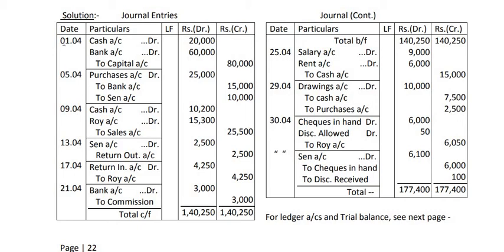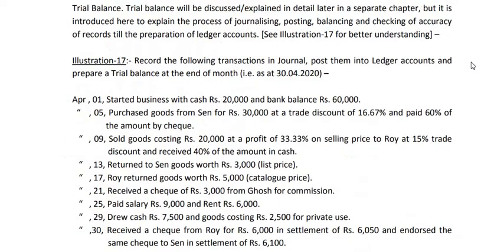In the last class, we solved illustration number 17, but it was only journal. That means we passed journal entries number 1, 2, 3, 4, 5, 6, 7, 8, 9 and 10. Now in this illustration 17, apart from journal entries, you are also asked to post the entries into ledger accounts and prepare a trial balance.